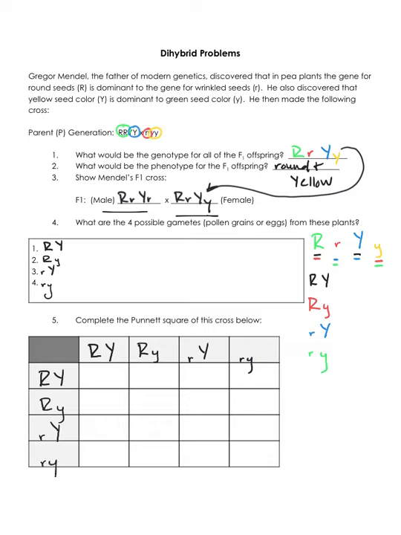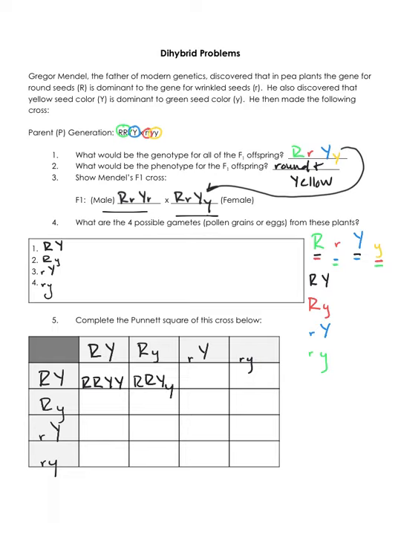And then you are going to fill in the boxes. This actually goes just like any other Punnett square. The difference is that this time you're going to have 4 letters in each box. So this first box is going to be capital R, capital R, capital Y, capital Y. And then the next box is going to be capital R, capital R, capital Y, small y. And so on and so forth.